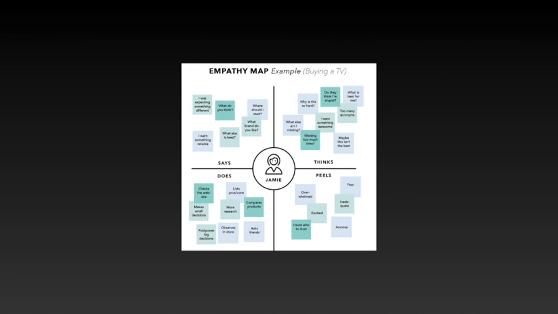So for this empathy map example, the user is Jamie, and this is what he or she says, thinks, does, and feels when it comes to buying a TV. So this is probably not necessarily an app scenario, but if you did have an app that sold TVs, these are the things that this user would be assumed to say, think, do, and feel. So create that map first, and then we'll move on to the persona profile.